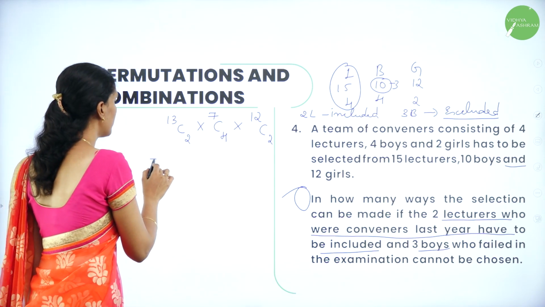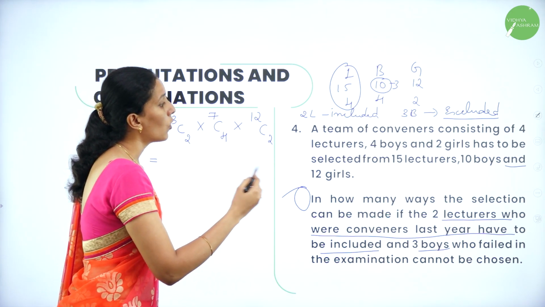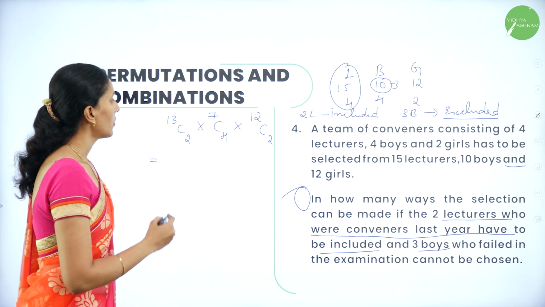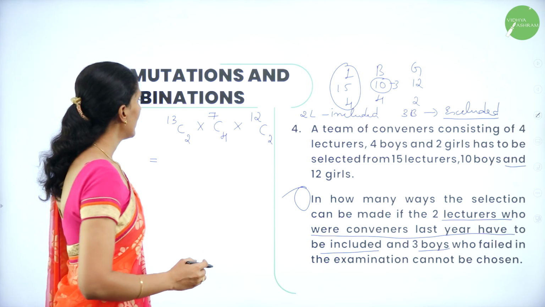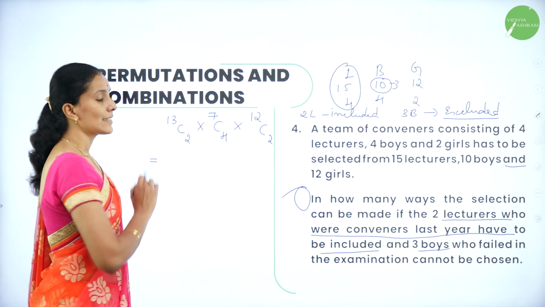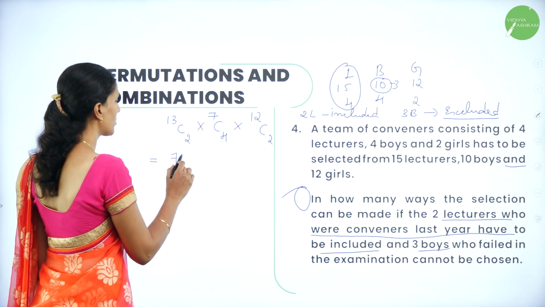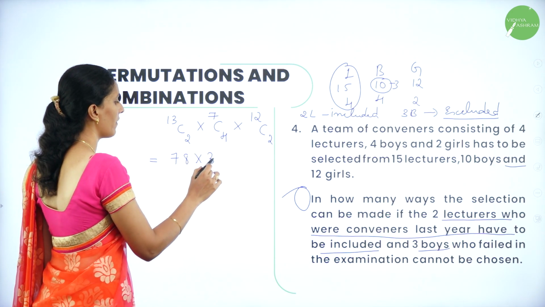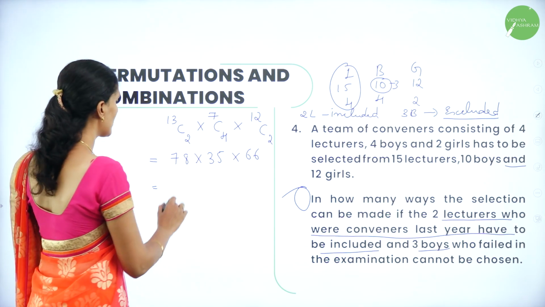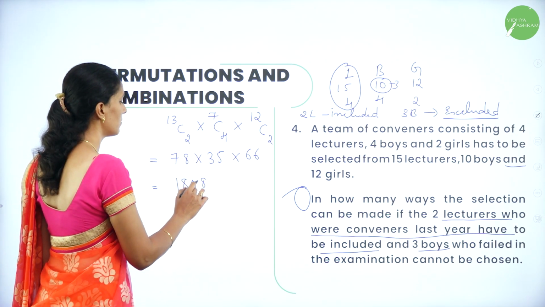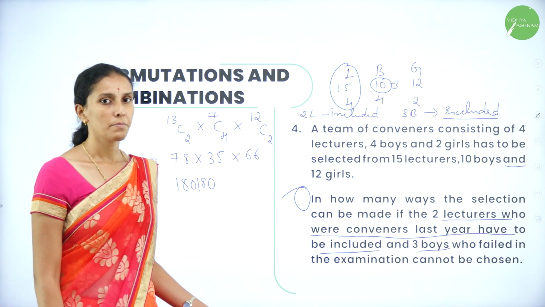This is my formula, or this is how we simplify when there are more arrangements. You should be very careful with "and" or "or" letters. I'll just write the solution directly. My 13C2 is 78, 7C4 is 35, and this is 66. So my answer is 1,80,180.